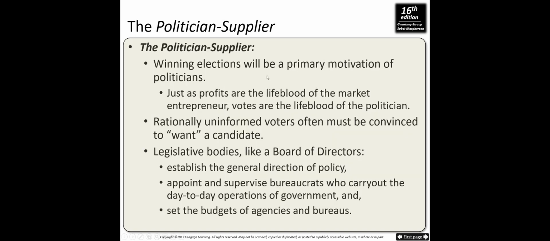The second agent is the politician, which is a supplier. Winning elections will be a primary motivation of the politician. Just as profits are the lifeblood of the market entrepreneur, votes are the lifeblood of the politician. Rationally uninformed voters often must be convinced to want a candidate. Legislative bodies, like a board of directors, first establish the general direction of the policy, appoint and supervise bureaucrats who carry out the day-to-day operations of government, and then set the budgets of agencies and bureaus.